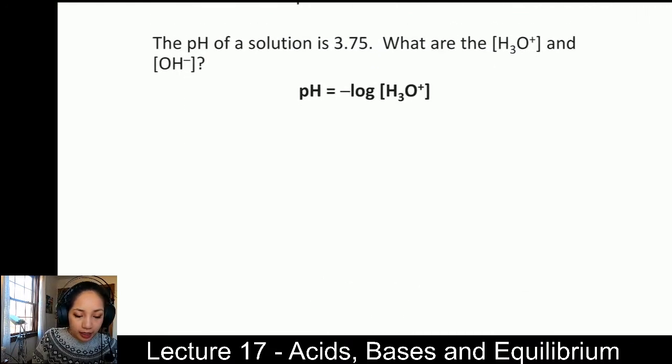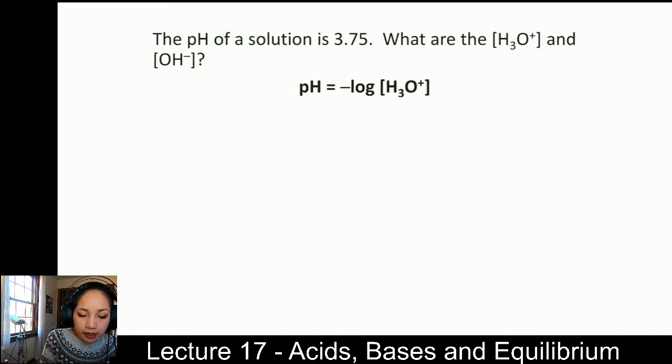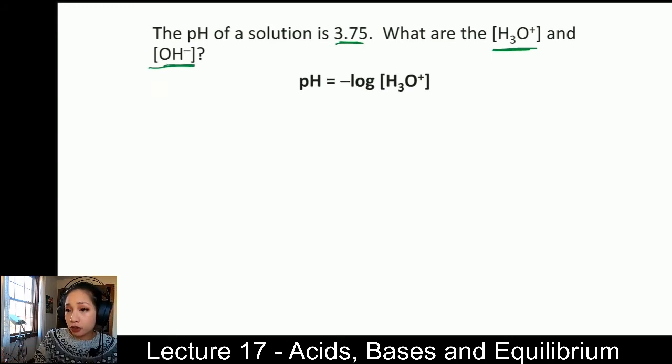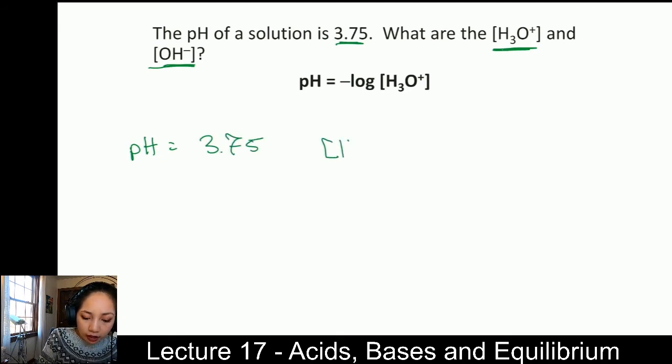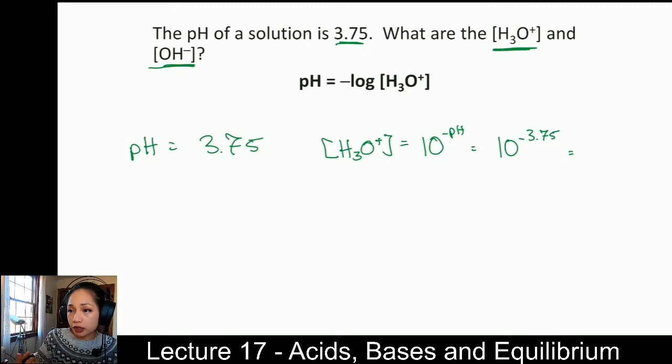All right, so this next one, pH of a solution is 3.75. What are the hydronium concentration and hydroxide concentration? All right, again, there's a lot of ways to do this. So we want concentration of both. So if pH equals 3.75, that means that the concentration of hydronium is equal to 10 to the negative pH. So that means we do 10 to the negative 3.75. And that will give us hydronium concentration.